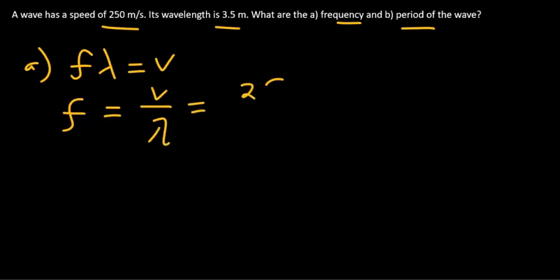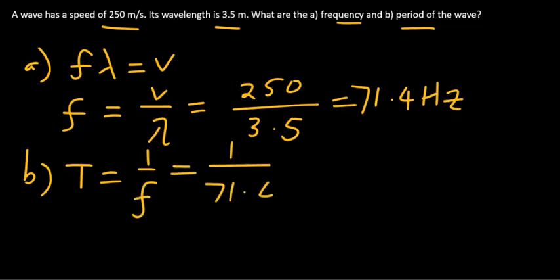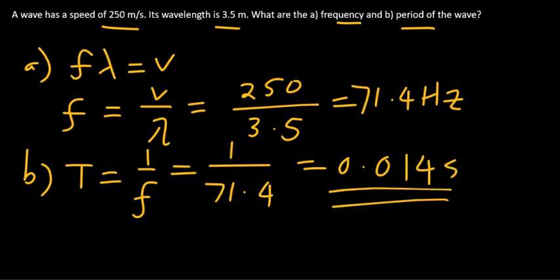The speed is 250 meters per second. The wavelength is 3.5 meters. So that's going to give you 71.4 hertz. Now part B, the period. Period is related to frequency. Period equals 1 over frequency. So frequency is 71.4 hertz, and that's going to give you 0.014 seconds. And that solves the problem.